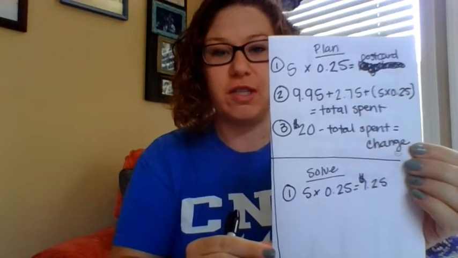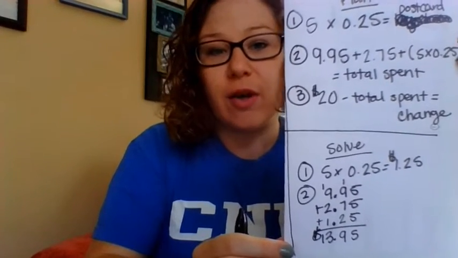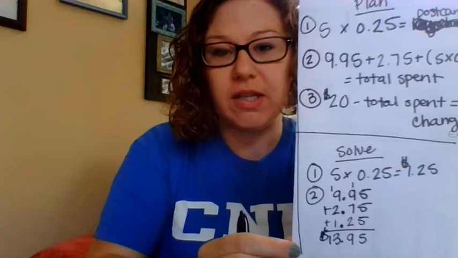Here's the solve to the first step. Next, now I can find the total he spent. So I'm going to do the $9.95 plus $2.75 plus that $1.25 from my postcards. Remember, when you're adding decimals, which money is, to make sure your decimal point is lined up. That gives me a total of $13.95 for step 2. Remember, that represents how much money Trent spent on his souvenirs.